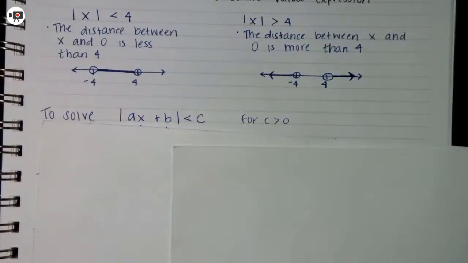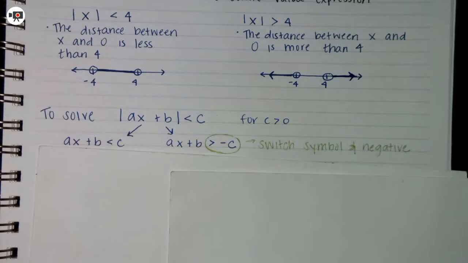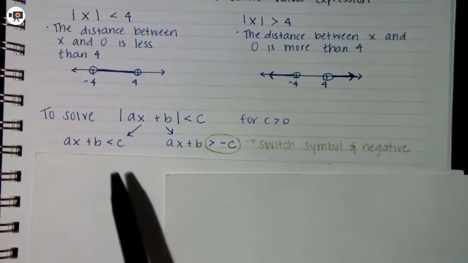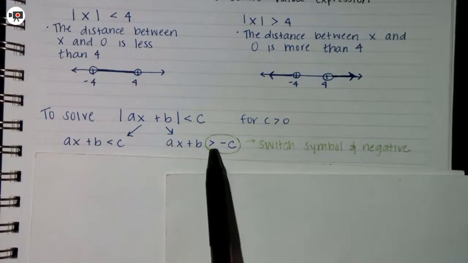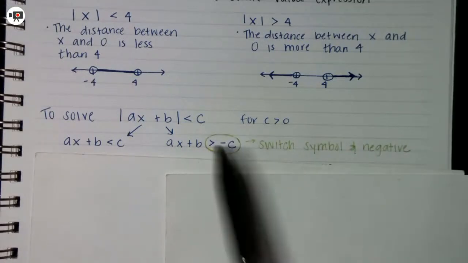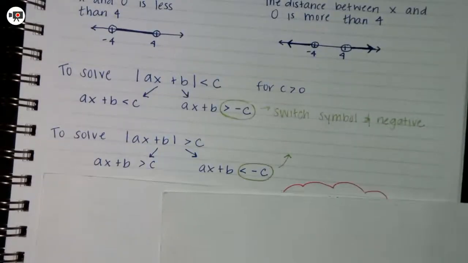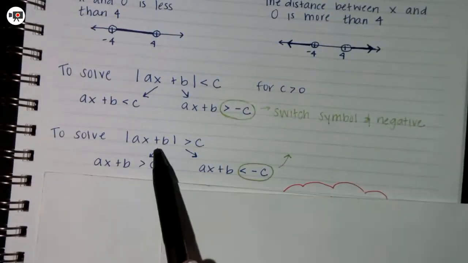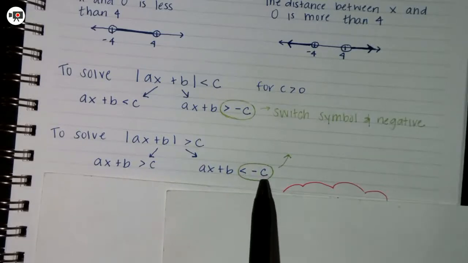So if we are solving the absolute value of ax plus b is less than c for some c that is greater than 0, then we will split it just like we did before. 1 equals the same and 1 equals the negative, and we switch the inequality symbol. And if we have the absolute value is greater than, 1 stays the same, we switch the symbol and make the number negative.